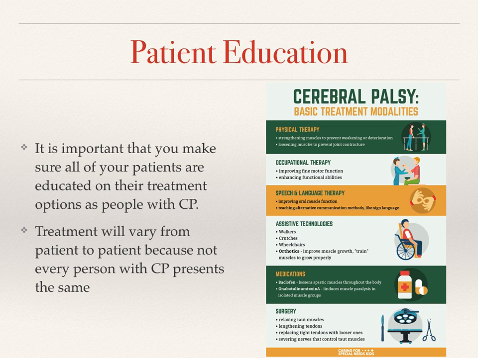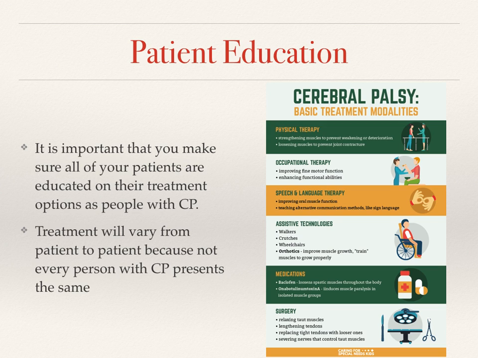Physical therapy can be used to strengthen muscles to prevent weakening or deterioration, or even loosen muscles to prevent joint contracture. Occupational therapy could be used to improve fine motor functions, enhance functional abilities, and make it easier for them to do daily activities. Speech and language therapies could be used to improve oral muscle function and teach alternative communication methods like sign language. We should also educate the patient on assistive technologies that could help them get around easier and make their daily living easier, such as walkers, crutches, wheelchairs, and other things.